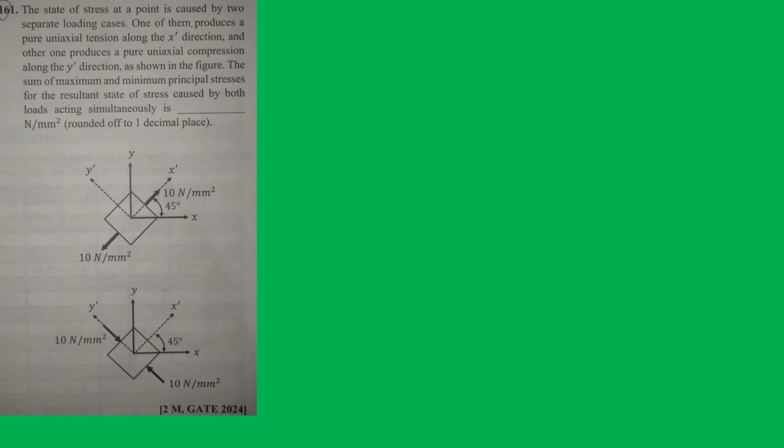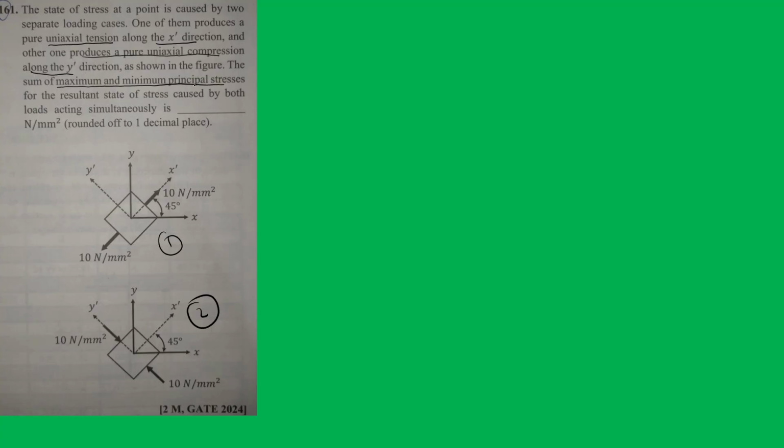Now this question. The state of stress at a point is caused by two separate loading cases. One of them produces a pure uniaxial tension along the x dash direction. Uniaxial tension means there is only one stress, and that is tensile stress. The other produces a pure uniaxial compression along the y dash direction. Uniaxial compression means only one stress is there, and that is compressive stress.